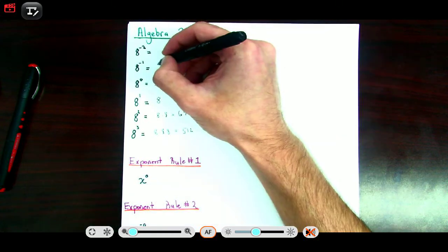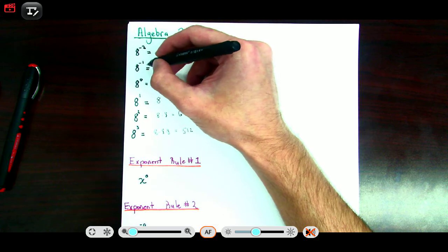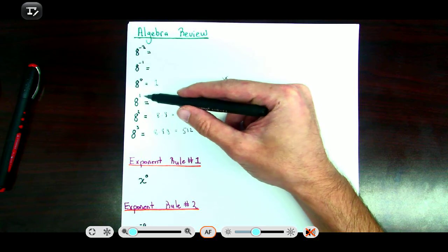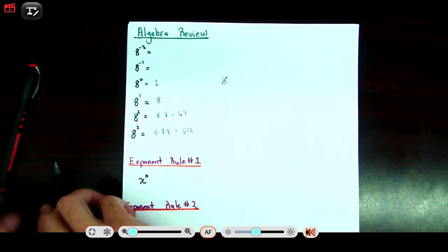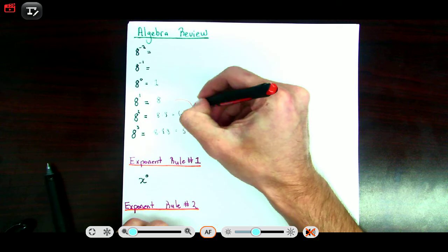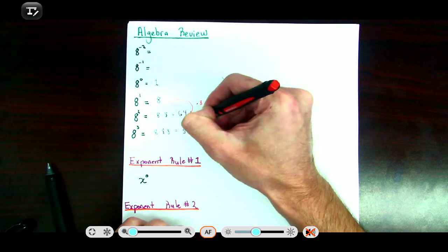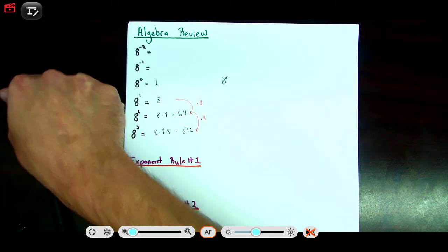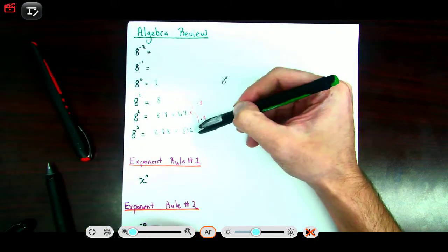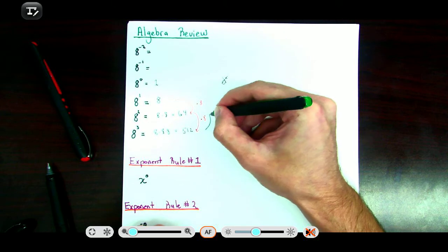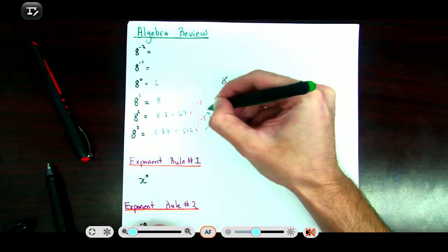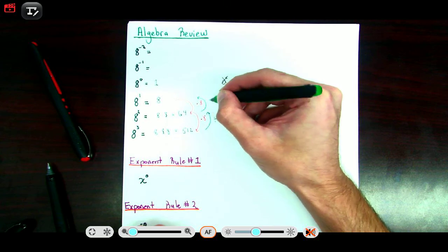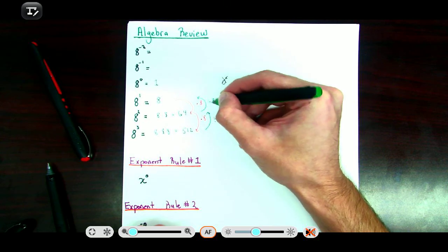Look at the progression. Notice that when we went from 8 to the 1 to 8 to the 2, we are multiplying by 8, and here we're multiplying 64 times 8. So then the opposite has to be true: if we're multiplying by 8 this way, then going the other way we are dividing by 8. So notice that 512 divided by 8 is 64, and 64 divided by 8 is 8.